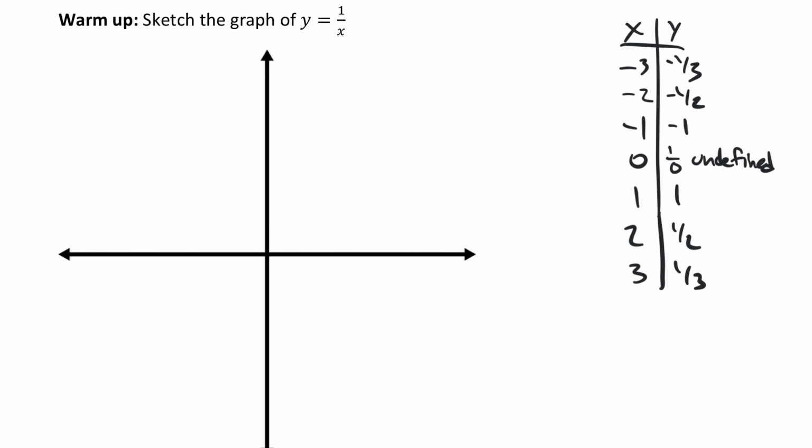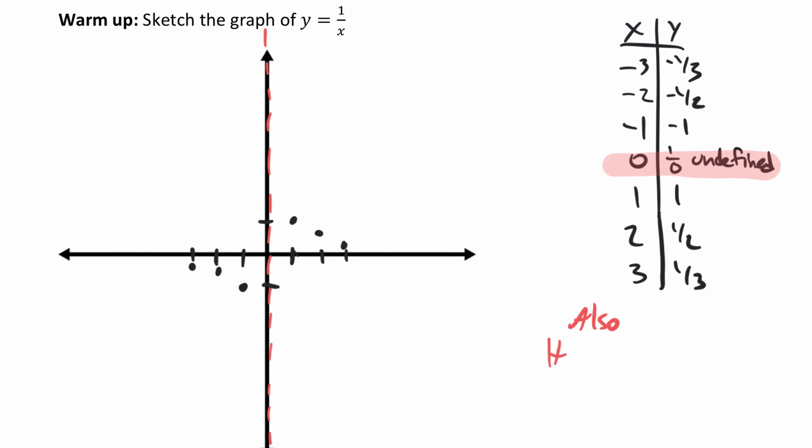So because of this right here, we end up with what's known as an asymptote. So right here, we draw this dotted line because we're not allowed to divide by 0. And then we put the other points. So we have a point at 1 and 1, we have a point at 2 and a half, 3 and a third. And then the same thing over here: negative 1 and negative 1, negative 2 and negative a half, negative 3 and negative a third.